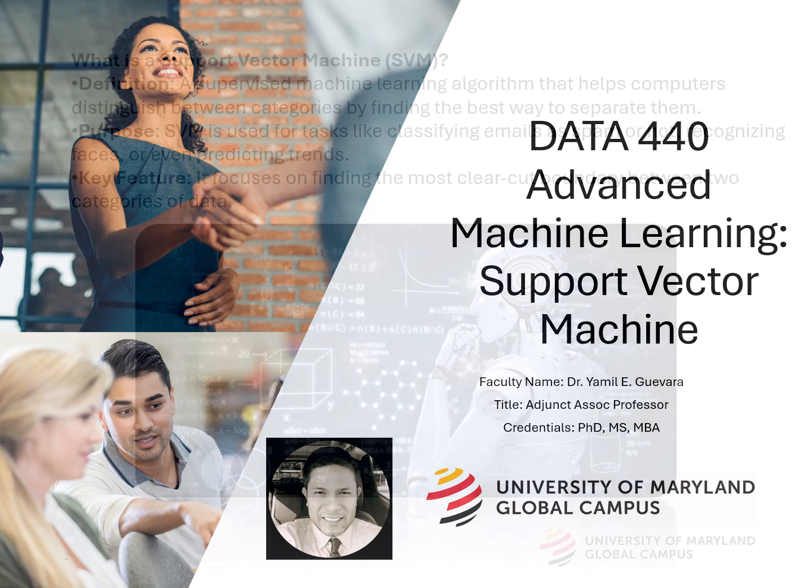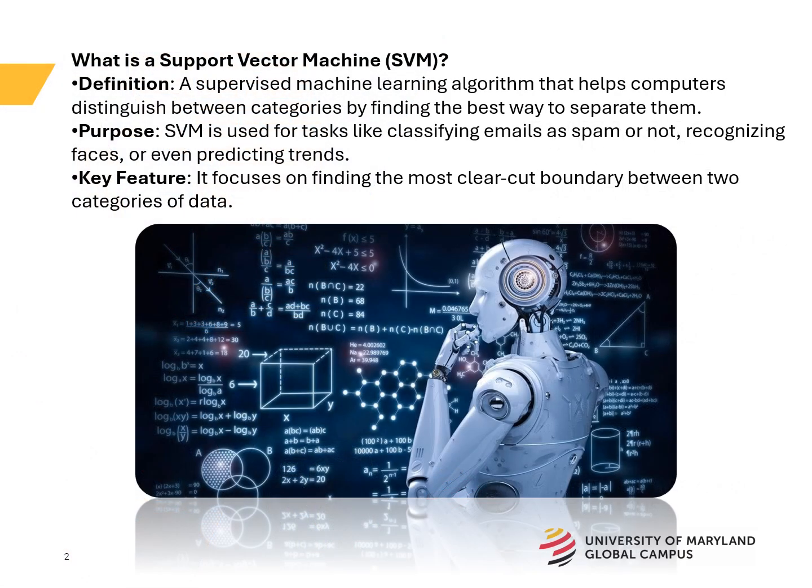Let's get started. Let's talk about something pretty fundamental in the world of machine learning, support vector machines, or SVM for short. Now, at its core, an SVM is a supervised learning algorithm. And what that really means is that it's a type of algorithm that learns from labeled data. So, for example, if you want your computer to distinguish between different types of emails, like spam versus legitimate emails, you'd feed it a data set where each email is already categorized, and the SVM would learn to make those distinctions on its own.